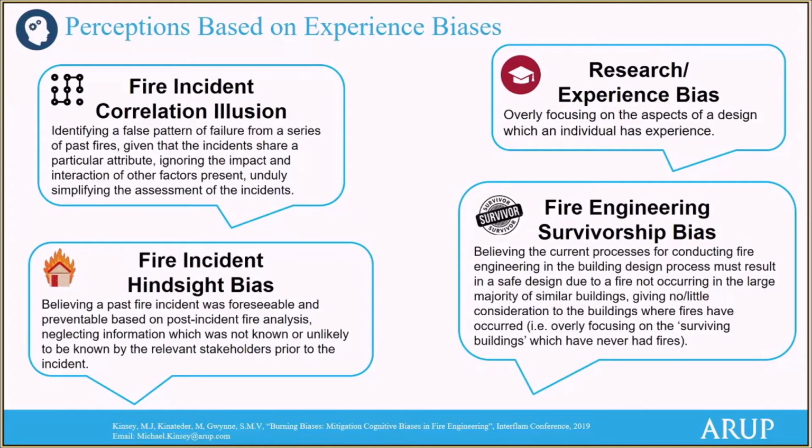We also have fire engineering survivorship bias. So believing the current process for conducting fire engineering in the building design process must result in a safe design, due to a fire not occurring in a large majority of similar buildings, giving little or no consideration to the buildings where fires have occurred. So basically you're focusing on the buildings which have never had fires and thinking, look, they're okay. But actually, we should be looking also at the buildings which have had fires, the non-surviving buildings, as it were.